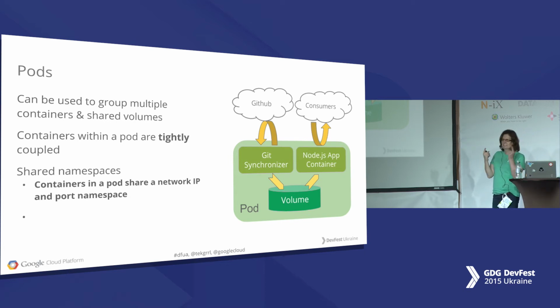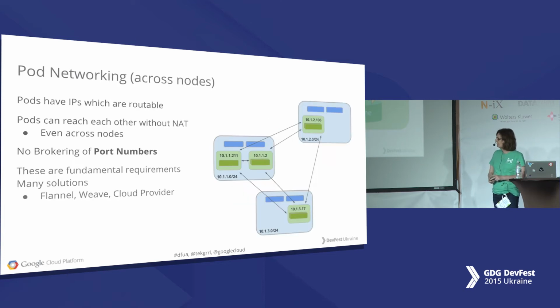So containers effectively are tightly coupled. It makes sense for them to live together, but it doesn't make sense for them to live on their own. So when the pod goes away, both of the containers go away in this case, it could be more containers, and the volume goes away as well. Pods have shared namespaces. They can talk to each other as if they're running on the same host, in terms of both network traffic and also port namespaces, and also RPC.